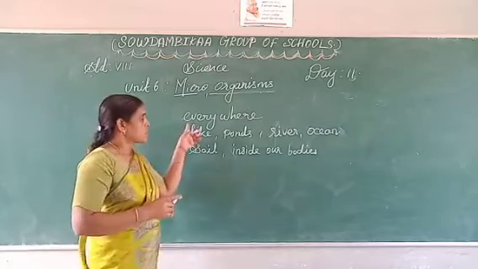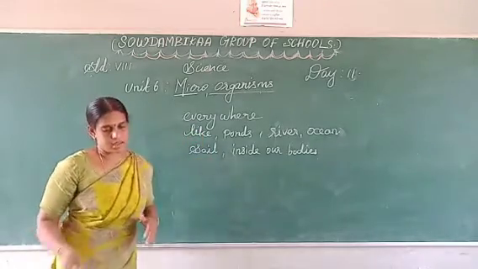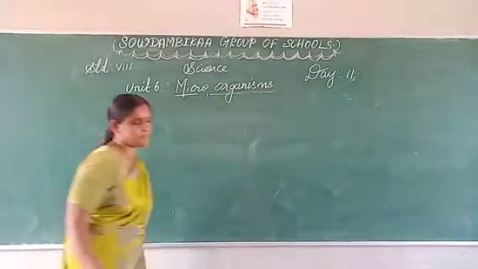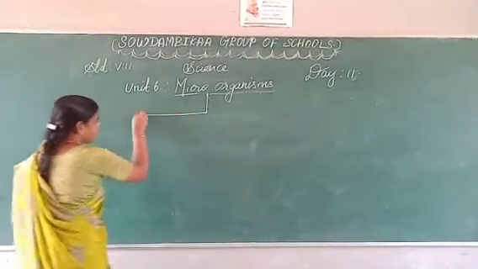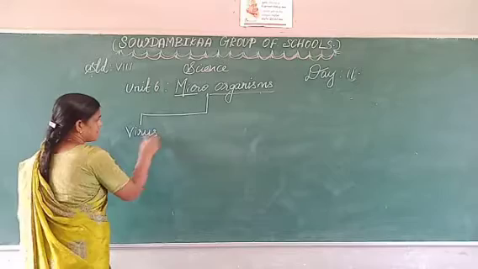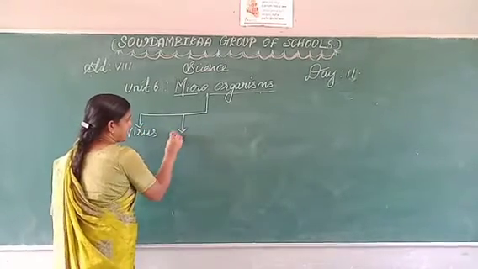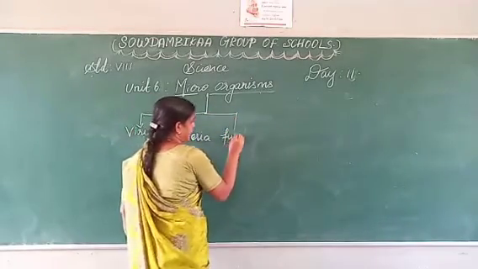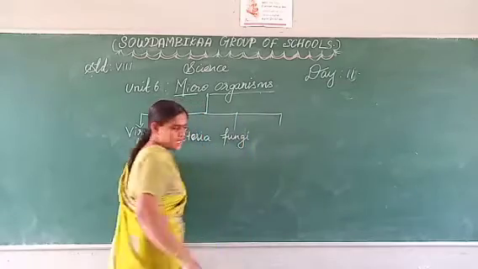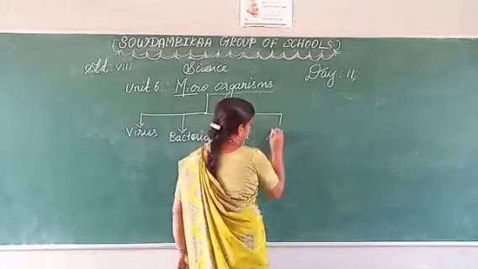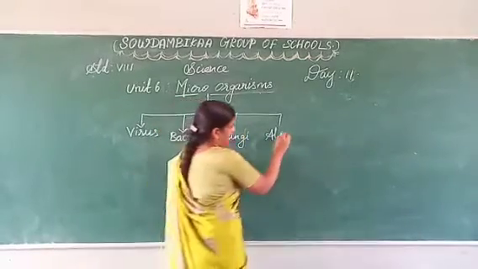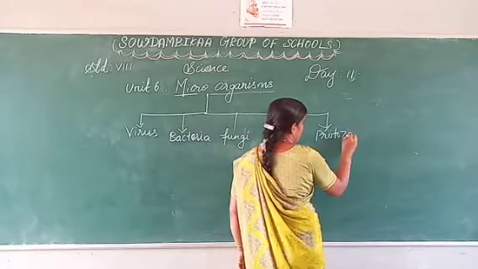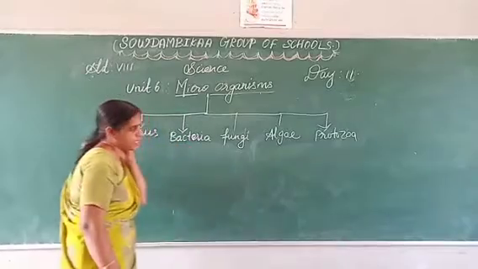So next, what are the microorganisms? The microorganisms are of five categories: virus, bacteria, fungi, algae, and the last one is protozoa.